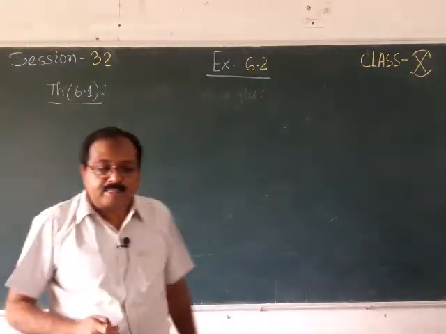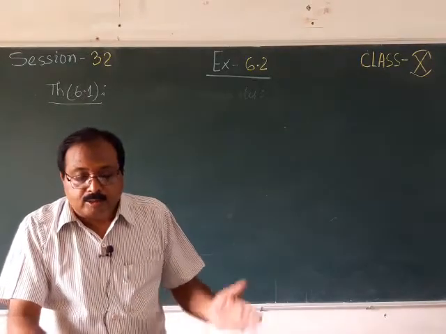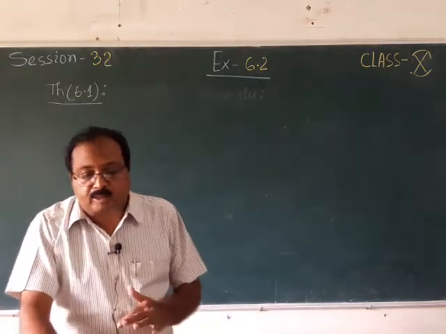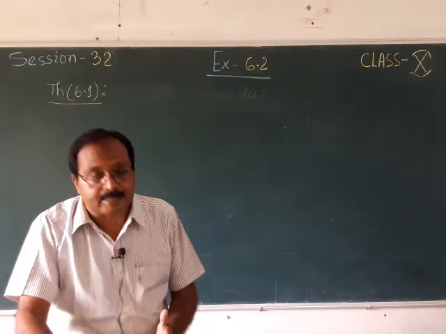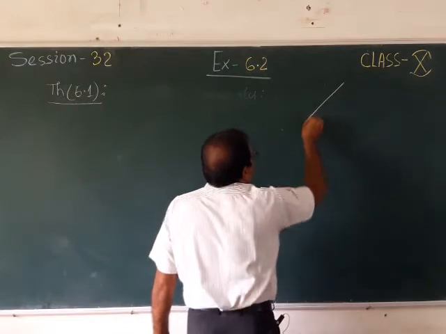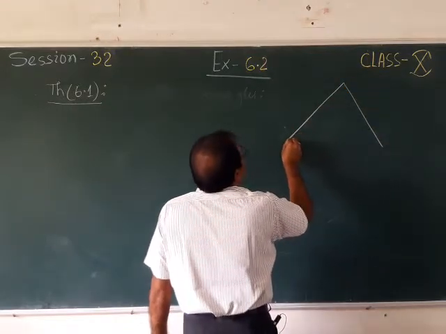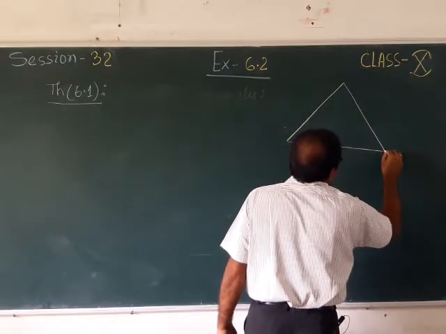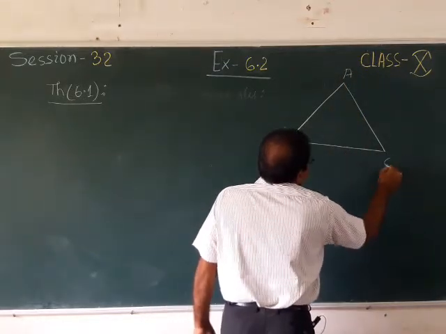This theorem is, if a line is drawn parallel to one side of a triangle to intersect the other two sides in distinct points, the other two sides are divided in the same ratio. Let us see how I am doing it. You need to draw any triangle, any shape, it's your choice. Name it as A, B, C.